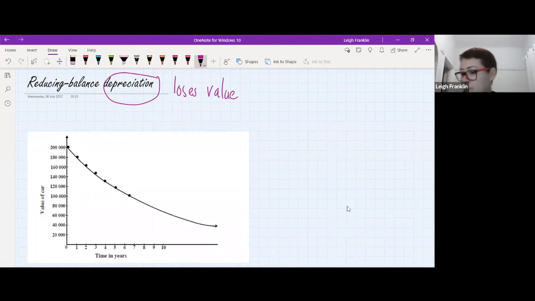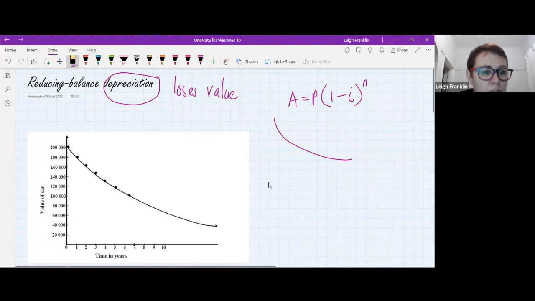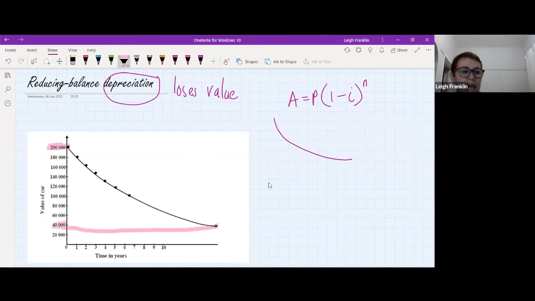Reducing balance depreciation, okay, is where something loses value exponentially. So this is still an exponential equation, all right, but it is now decreasing over time. So up here, this value, which I suppose I shouldn't scribble over, is going to be what it was in the beginning. This is your A. And here, after time, this value over here is going to be what it depreciates to.